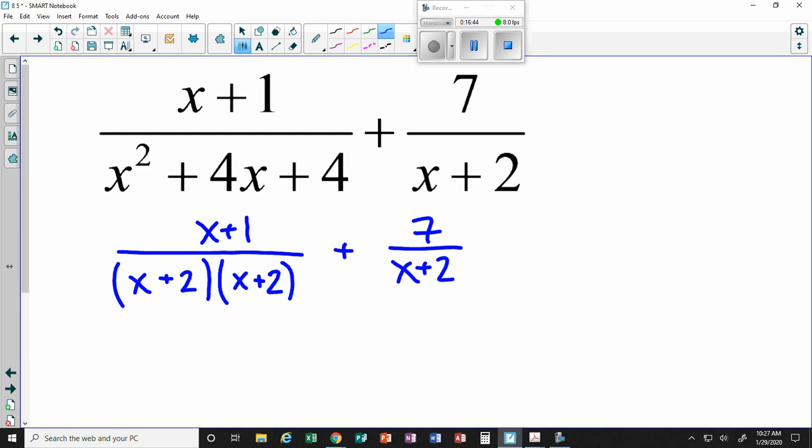So, do I have a common denominator there? That's part of it, right? The one on the right has an x plus 2. The one on the left has what? 2 x plus 2's, right? So on the right, I need one more. So what I'm going to do over here is what? Multiply by, I need another x plus 2, right?